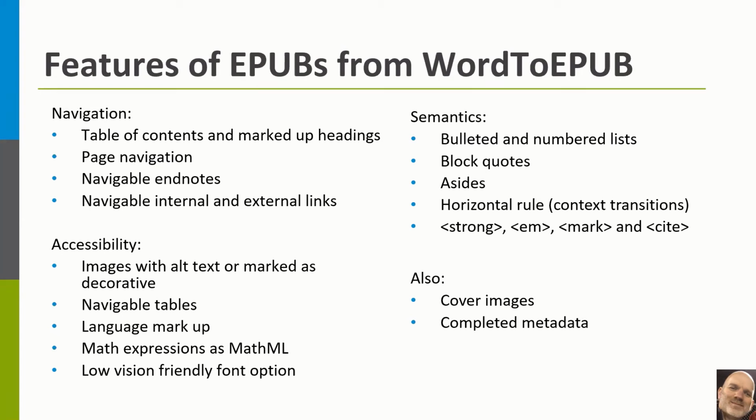Finally, the WordToEPUB tool supports exporting mathematical content from your Microsoft Word document into various types of accessible math. One of the standard methods for rendering mathematical content in HTML is MathML, and that's one of the options you have when you export to ePub from Microsoft Word using this tool, to have the math rendered as MathML.